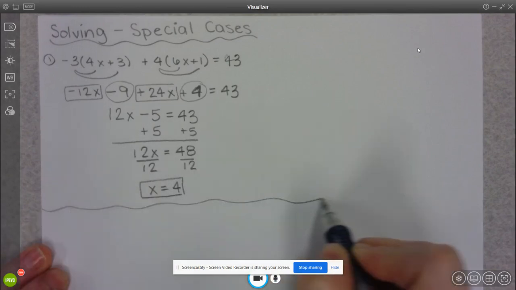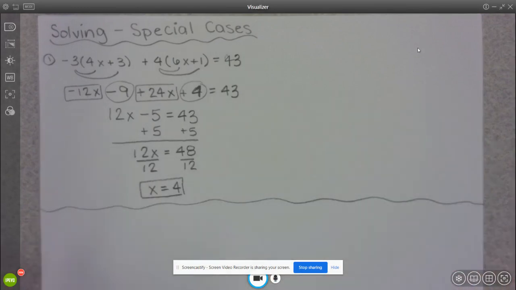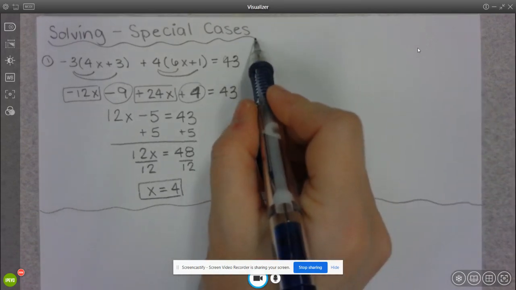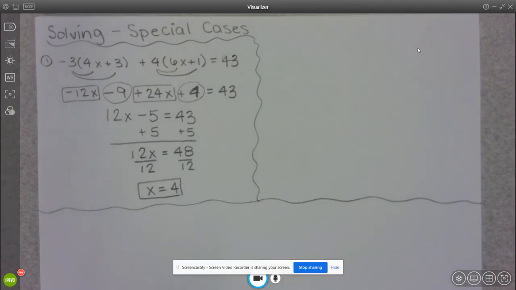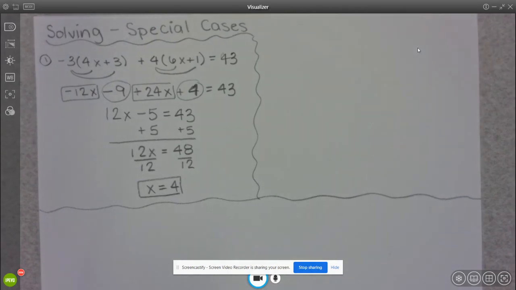So again, the only reason we went over that together is because we didn't talk about combining like terms yesterday, and I wanted to make sure everybody was on the same page there.